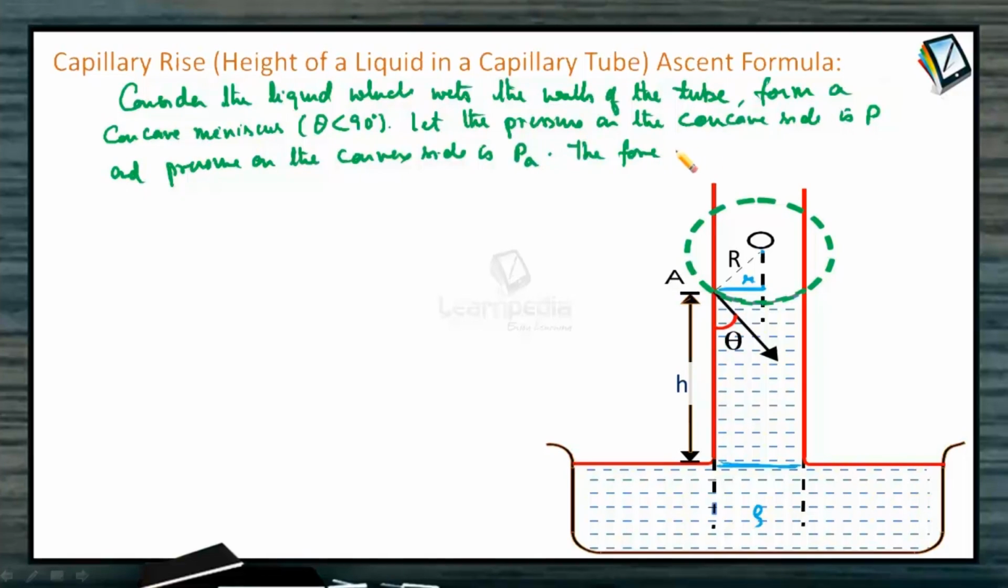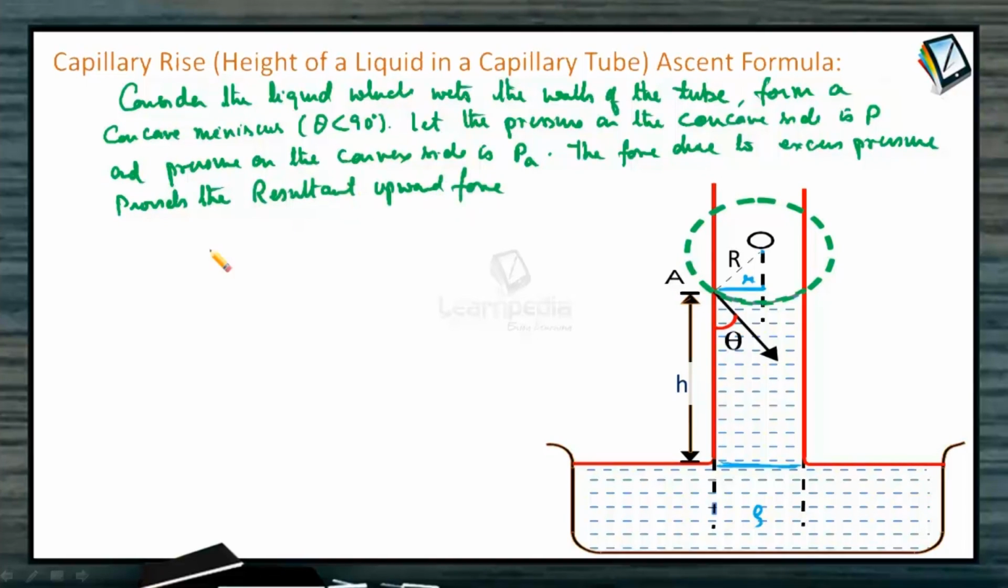The force due to excess pressure provides the resultant upward force. So P minus PA is equal to 2T by R, where T is the surface tension and R is the radius of the curvature of the concave surface, the radius of the meniscus.